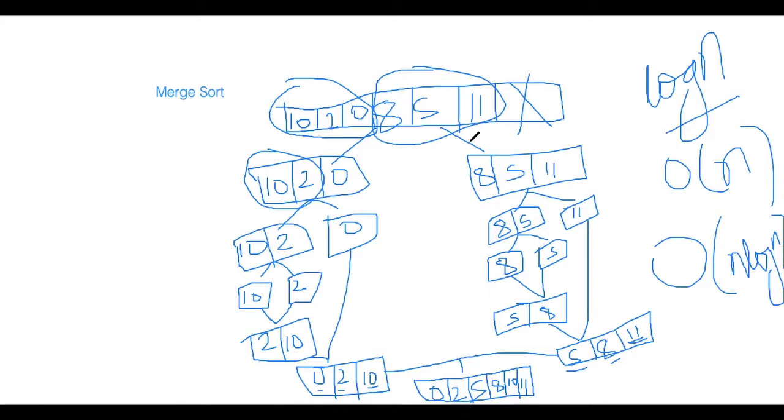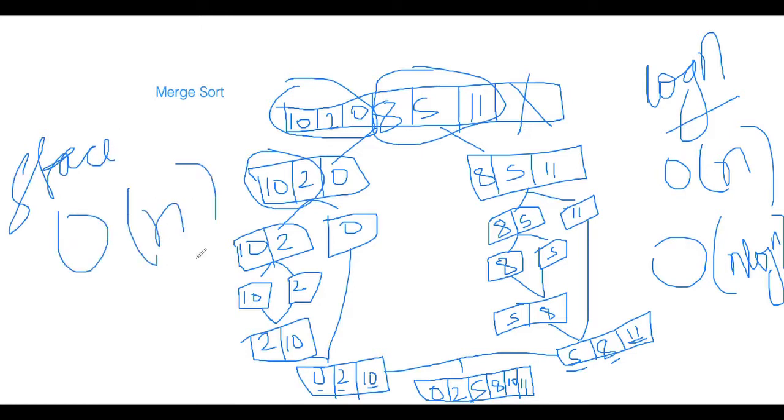So here, are we using the same array, or are we creating a new one? When we are dividing, we are using the same array. But while merging, we have to use a new array, because we can't merge in the same array. You are getting my point? For merging, we need a new array. That's why we are taking O(n) extra space. So time will be O(n log n) and space will be O(n).